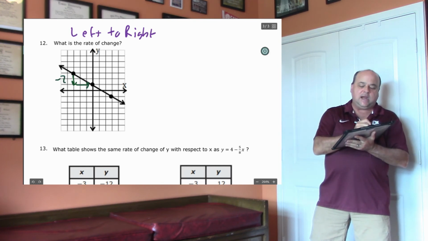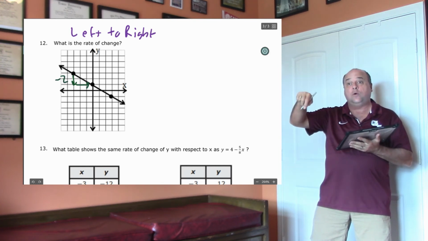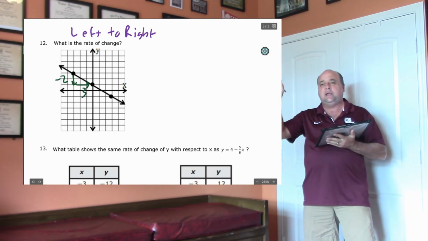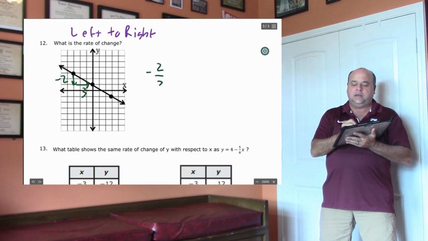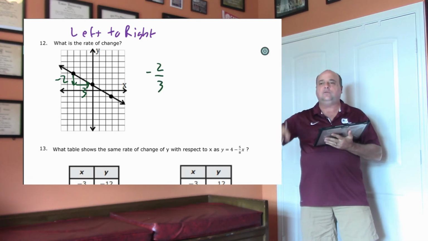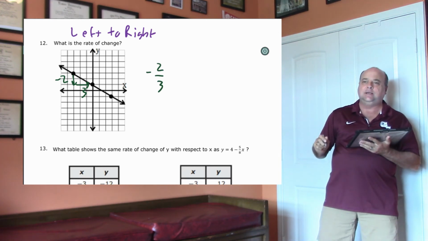How much does it go down? It goes down 2, but since it's going down, it's going to be negative, and then it goes to the right 3. Just count the spaces. That would generate a slope of negative 2 over 3. Notice if you go down 2, right 3, down 2, right 3, you'll always end up on the line again.